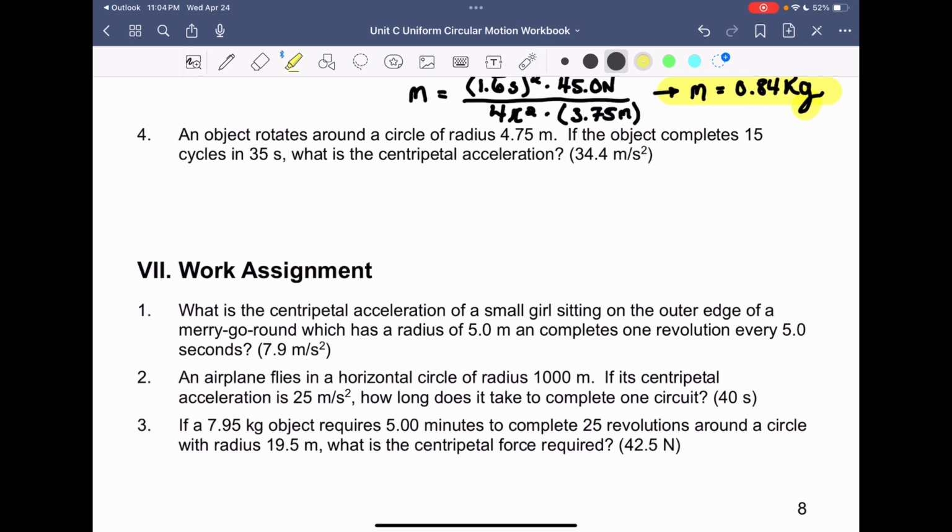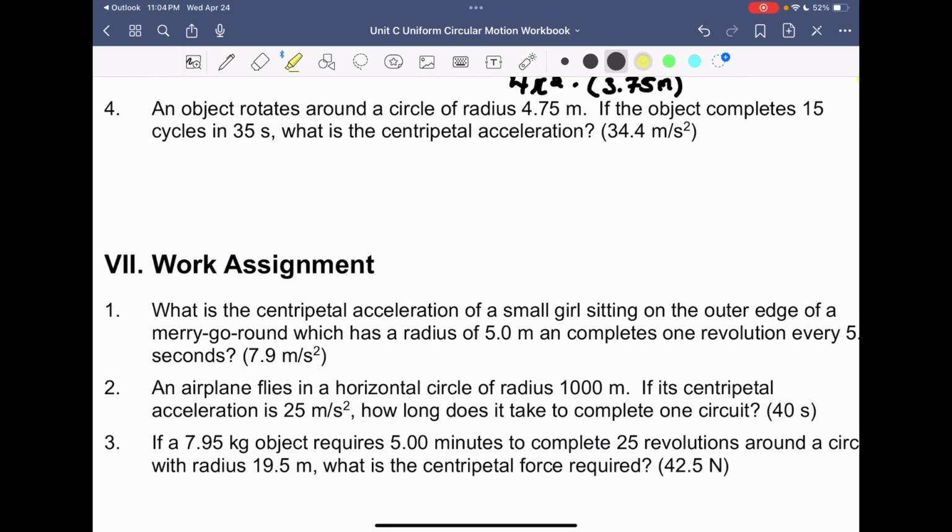Okay, interesting. Again, no sort of classification here, just some information that deals with overall uniform circular motion, plugging it in. Now, right away, I want to identify the following. They give us a radius, so that's good. And then they tell us it completes 15 cycles in 35 seconds.